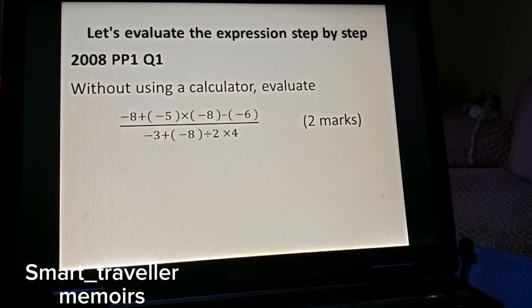So, negative 8 plus negative 5, negative 5 in brackets, times negative 8 in brackets, minus negative 6 in brackets. These brackets are just to separate so that you can see clearly that you are dealing with negative numbers. Divide by negative 3 plus negative 8, divided by 2 times 4. And finally, you get 2 marks.